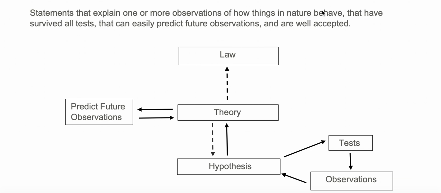Now, a law, like a theory, has survived many tests. In fact, a law can survive all tests that are thrown at it. And the law can easily predict future observations. And laws are well accepted among the scientific community as laws. These are what we mean by scientific laws.